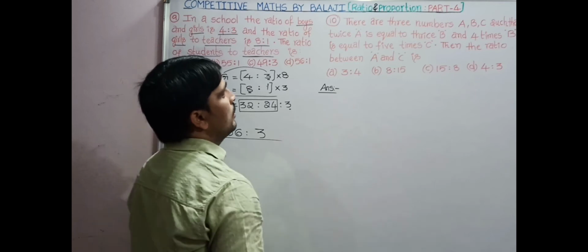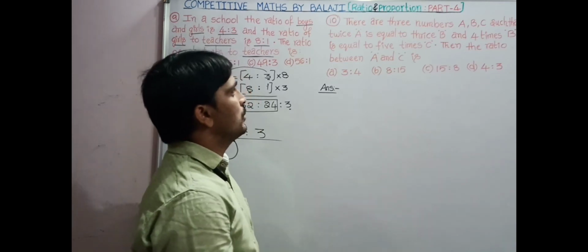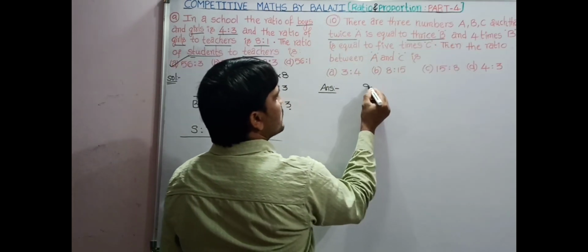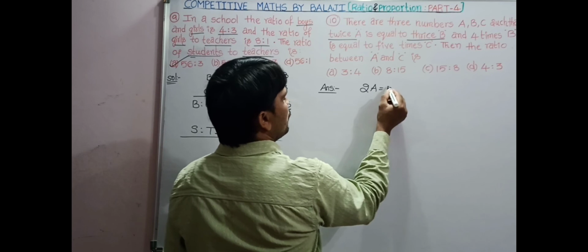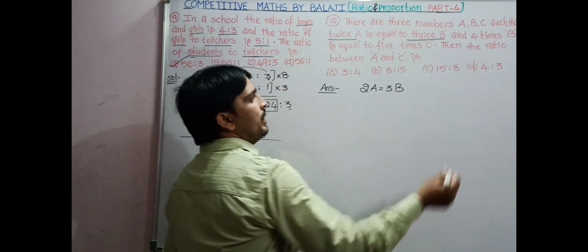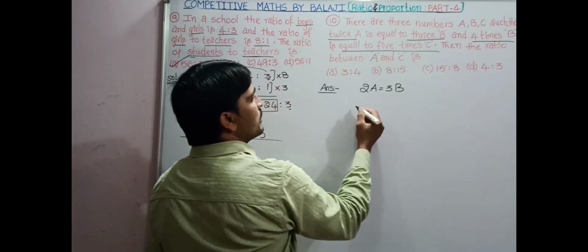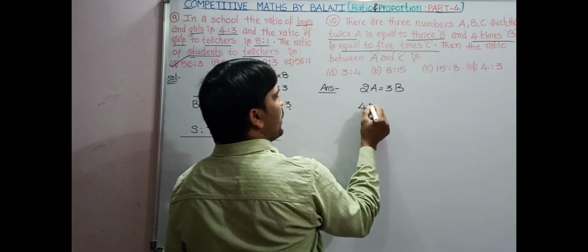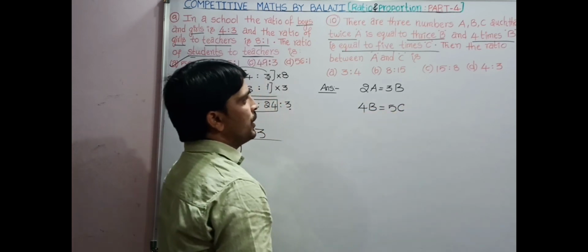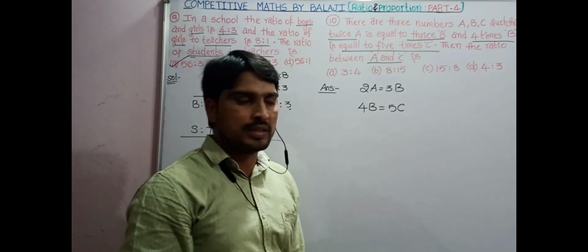Last question of this class, 10th one. There are three numbers A, B, C such that twice A is equal to thrice B. Thrice means 3 times of B. And 4 times of B is equal to 5 times of C. Then we have to find the ratio between A and C.